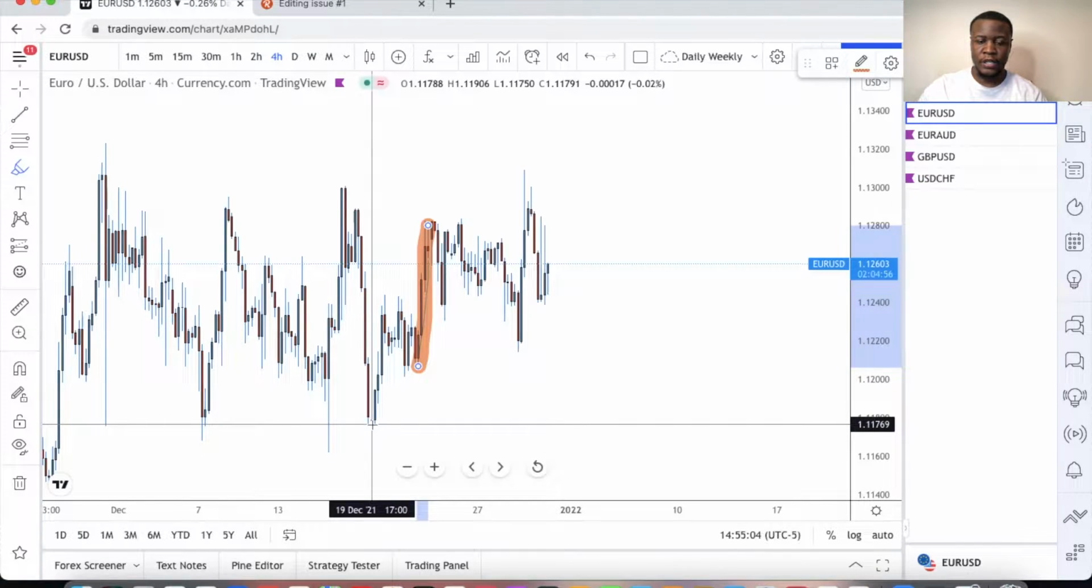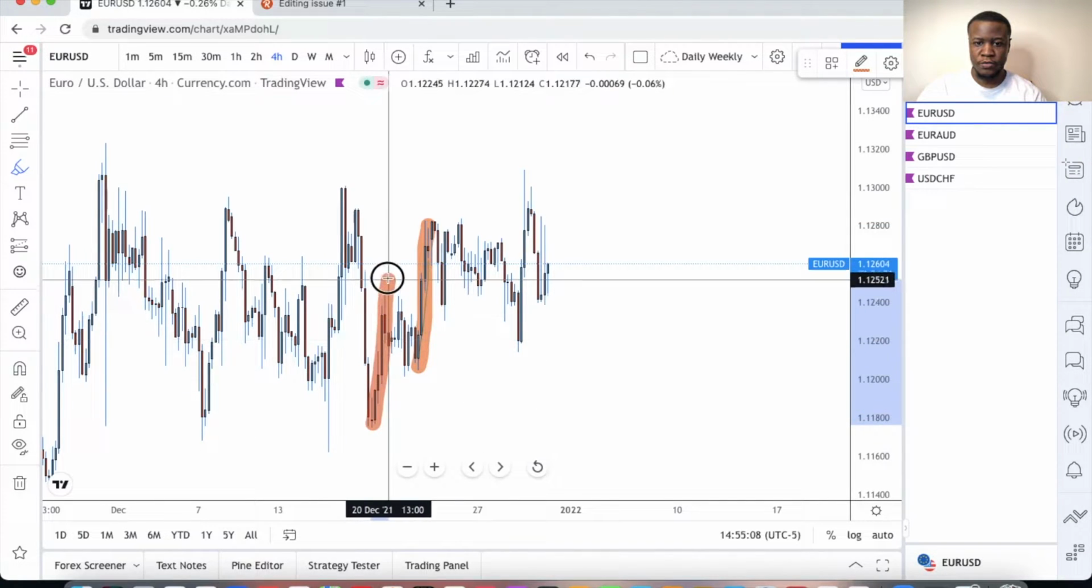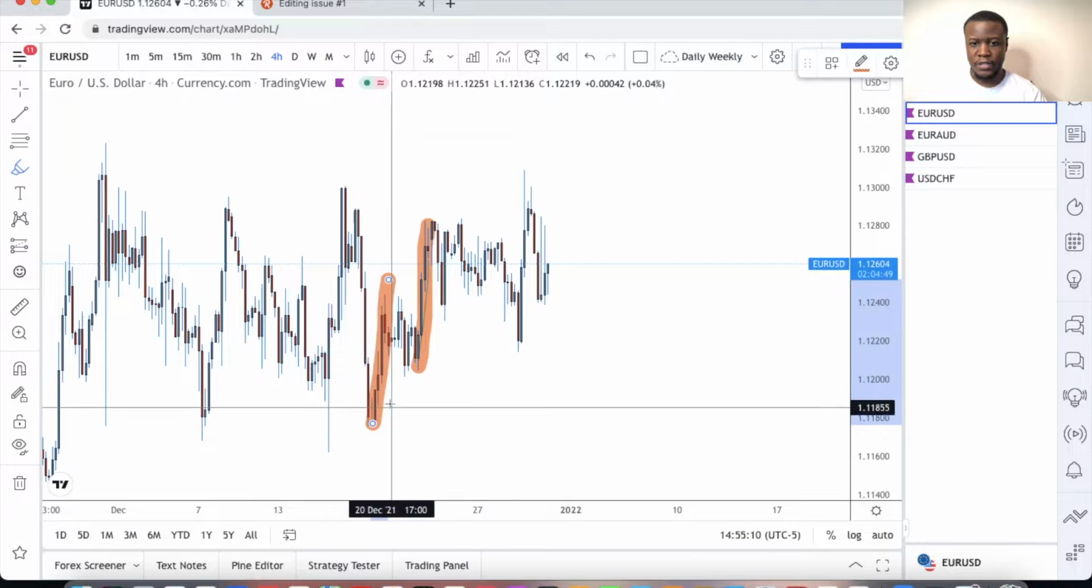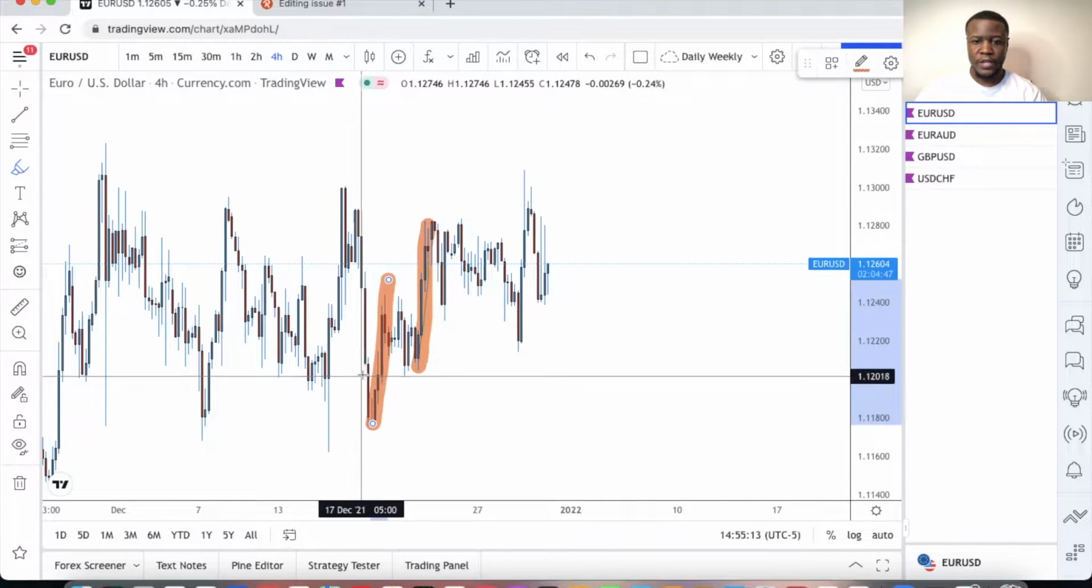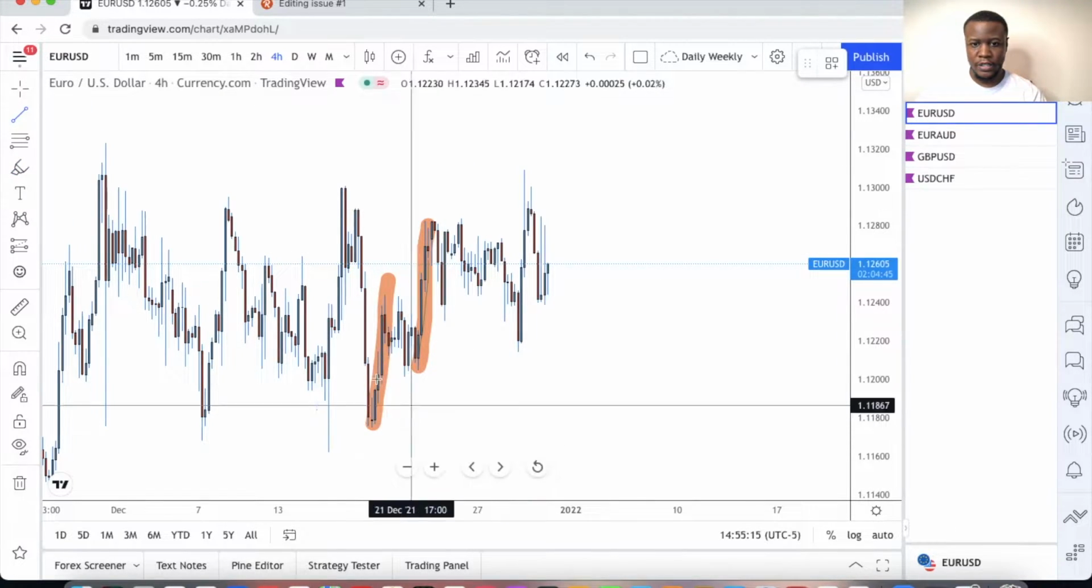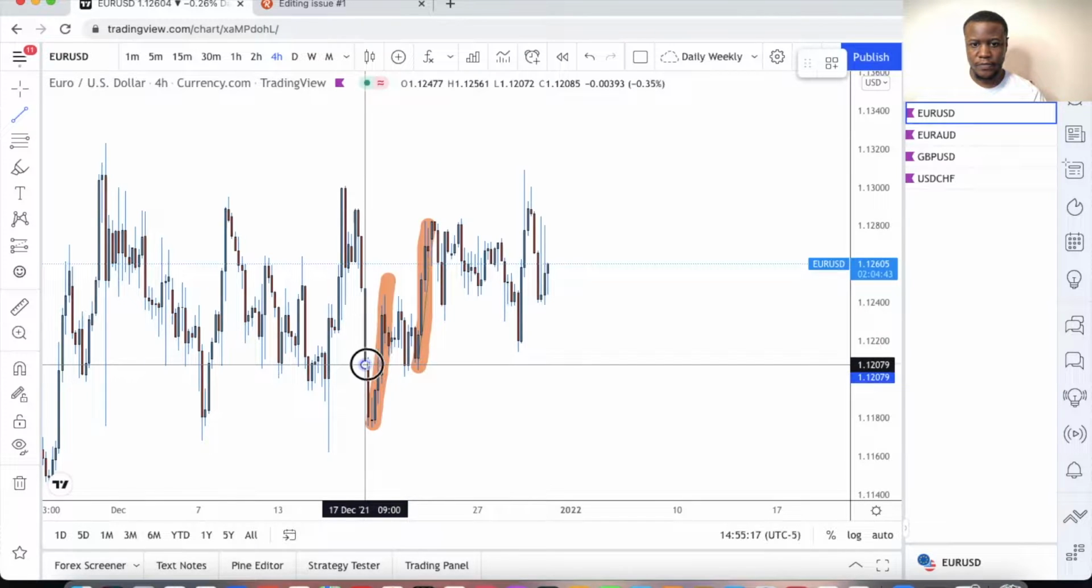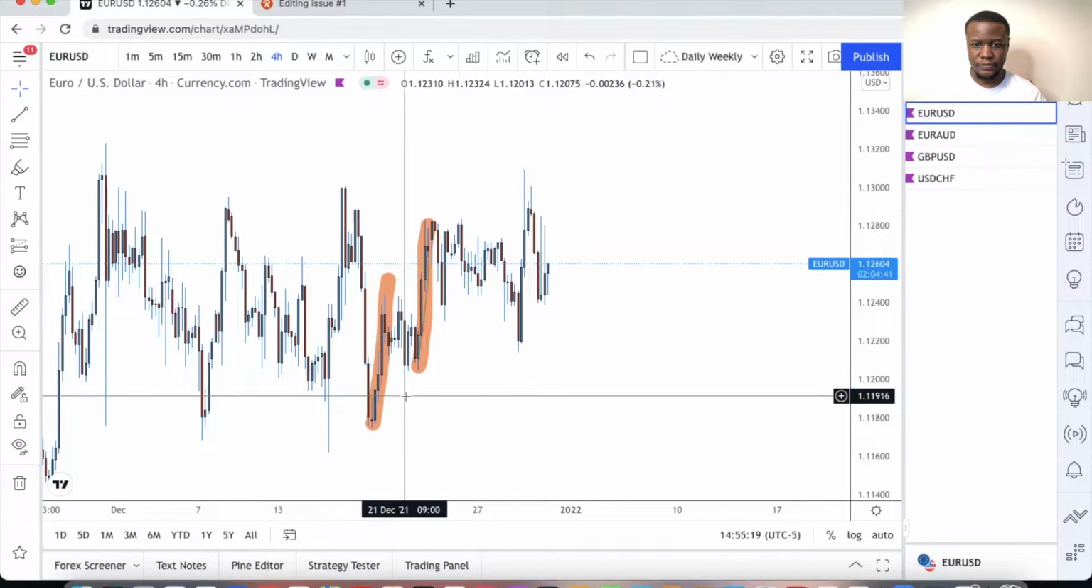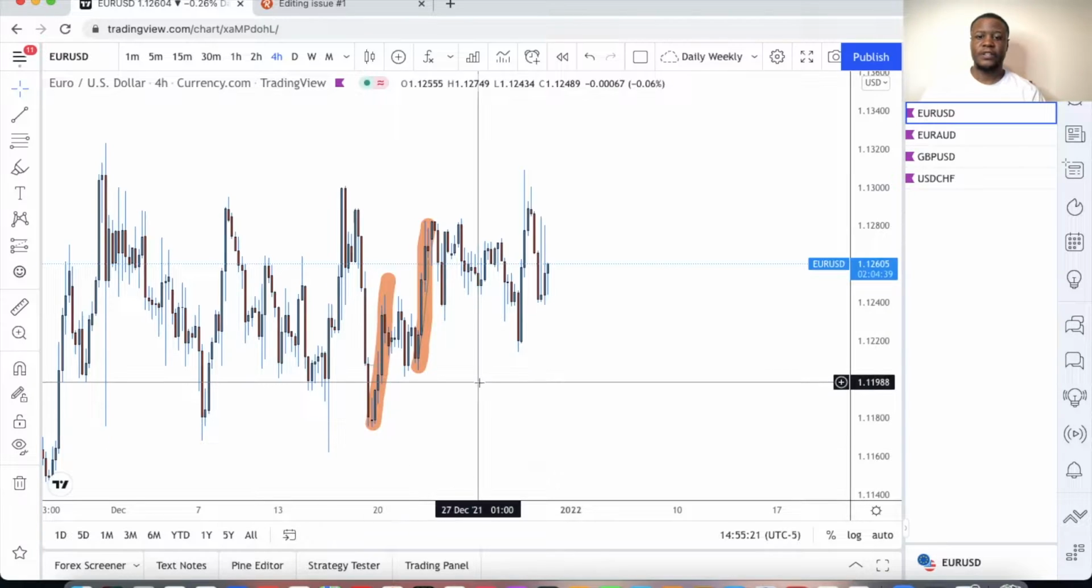We also have it right here, just so it could be more clear. We have this big impulsive move, and before the big impulsive move, we have this down candle right here.